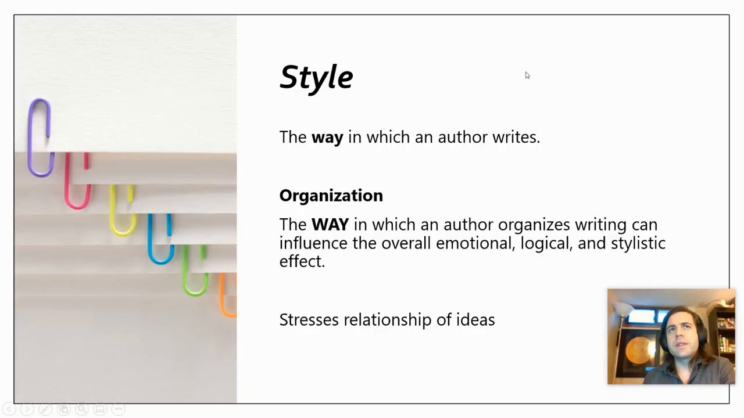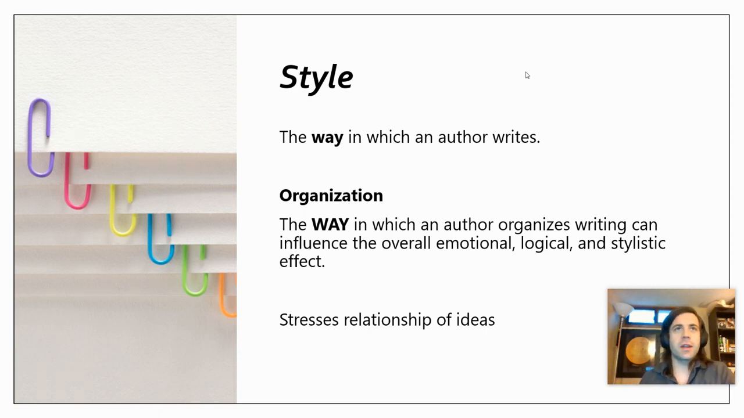And organization connects to style in some pretty profound ways. So a style is the way in which an author writes. Right? That's my style. That's how I'm saying things. And organization is the way in which an author presents ideas. Right? I am choosing to put this organizational structure first before this organizational structure, and that has an effect. Right? What people see first and the order in which things are revealed to them really makes a difference.